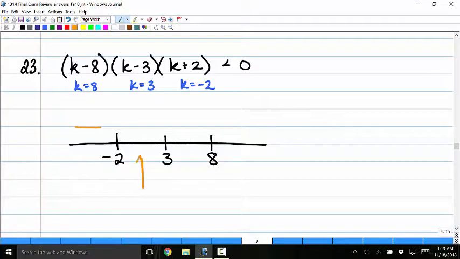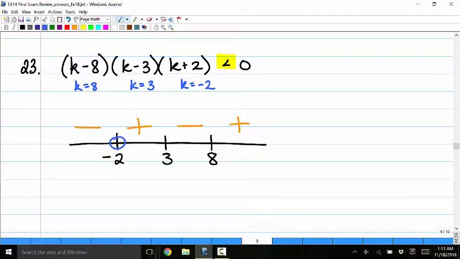If I plug a value in from here, between -2 and 3, I'm going to get a positive number. If I plug a value in here, I'm going to get a negative. If I plug a value in here, I'm going to get a positive. It does not always alternate, guys. You need to check it. Okay, I am looking for values that are less than 0.